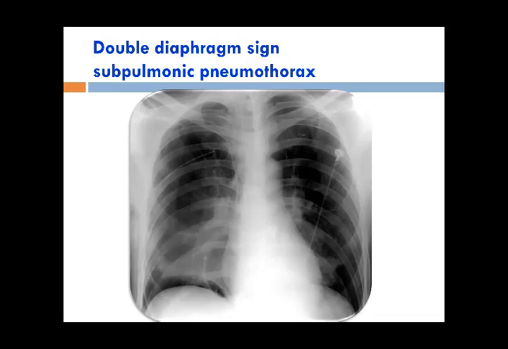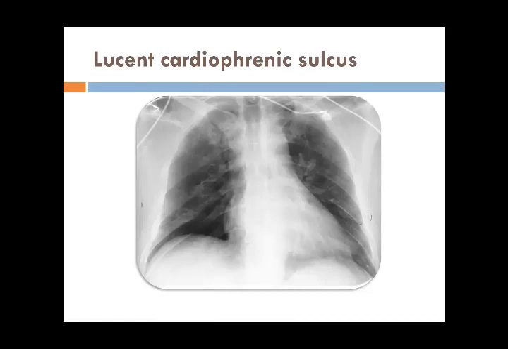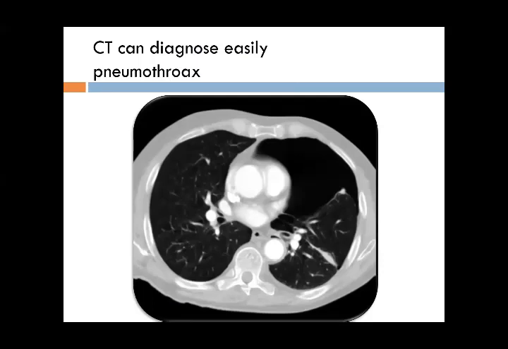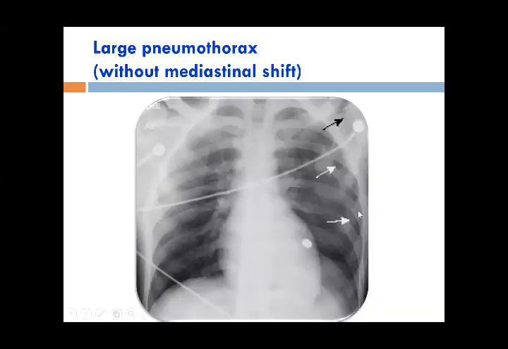Double diaphragm. If you look at the lower area, it looks like the patient is having two diaphragms there. What is this? Lucent cardiophrenic sulcus. If you see the cardiophrenic sulcus, again there is air in this area, which shows that the pneumothorax is there. This is a large pneumothorax. If you see, this is the left lung. It has caused the lung to collapse at this level. The remaining chest cavity is filled with air.